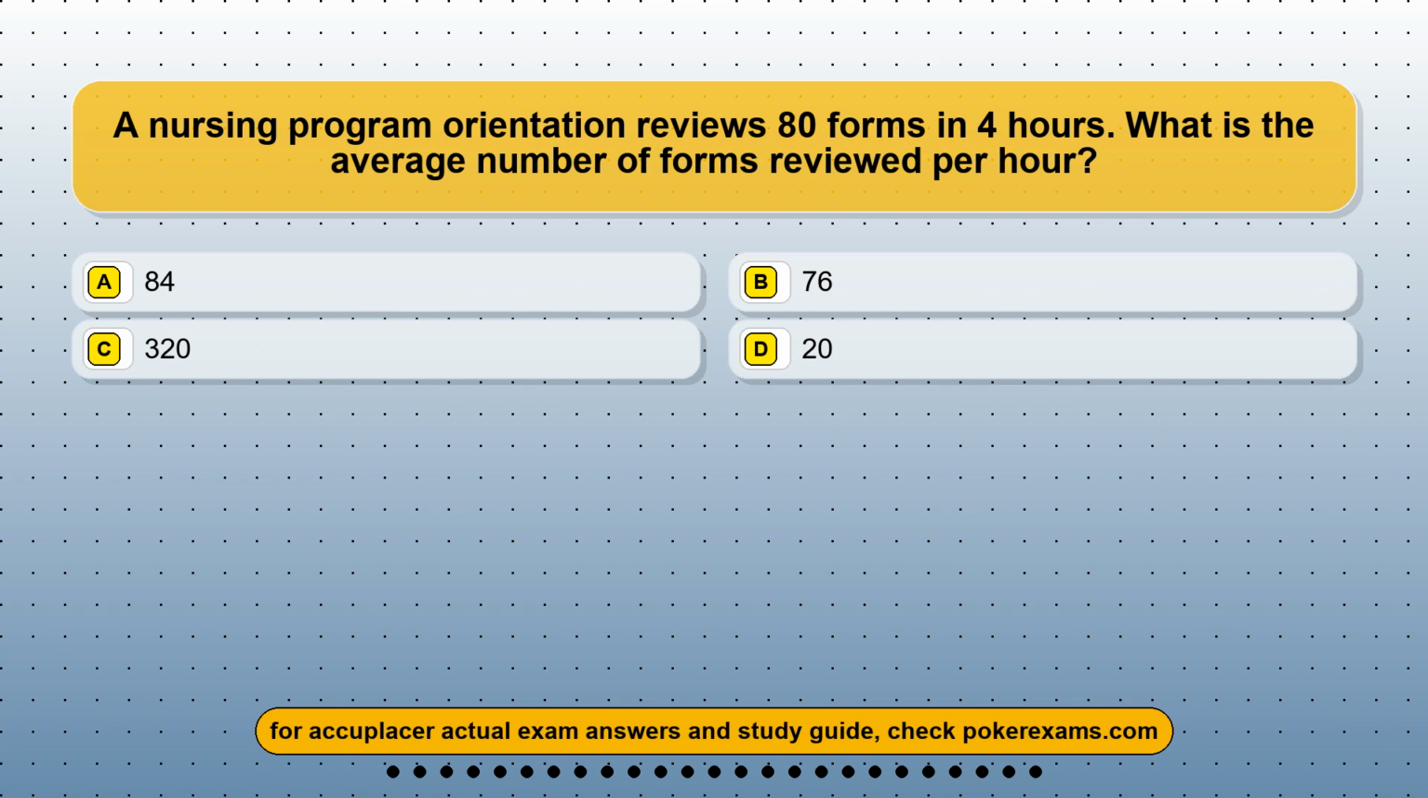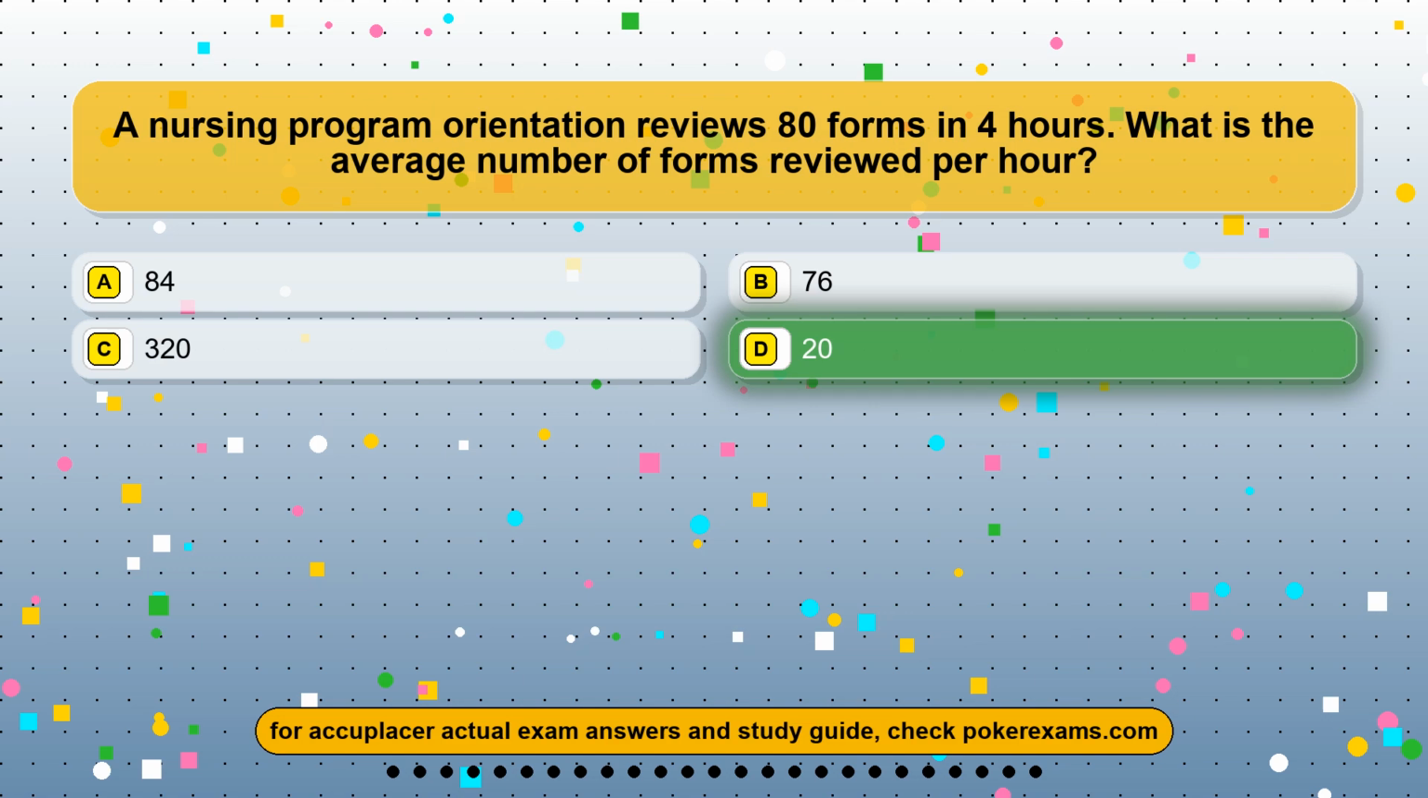Question 1. A nursing program orientation reviews 80 forms in 4 hours. What is the average number of forms reviewed per hour? Option A, 84. Option B, 76. Option C, 320. Option D, 20.